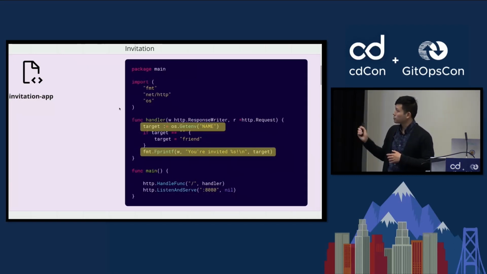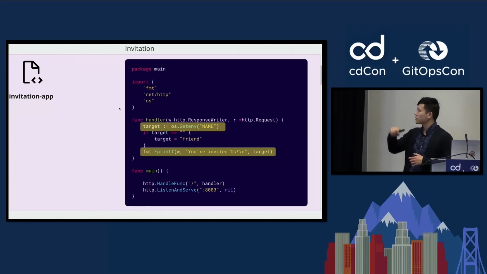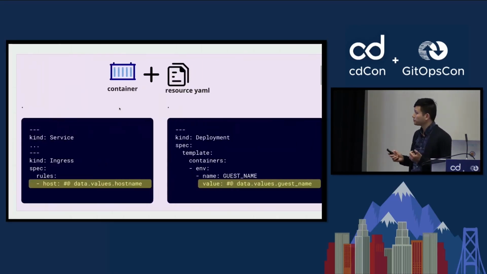So this is the application I'm using. I wanted to highlight these 2 lines. It's very basic. I'm going to grab an environment variable. I'm going to invite that person to my wedding. You're invited. I'm going to use Co to build a container. Co is really handy for building Go apps.